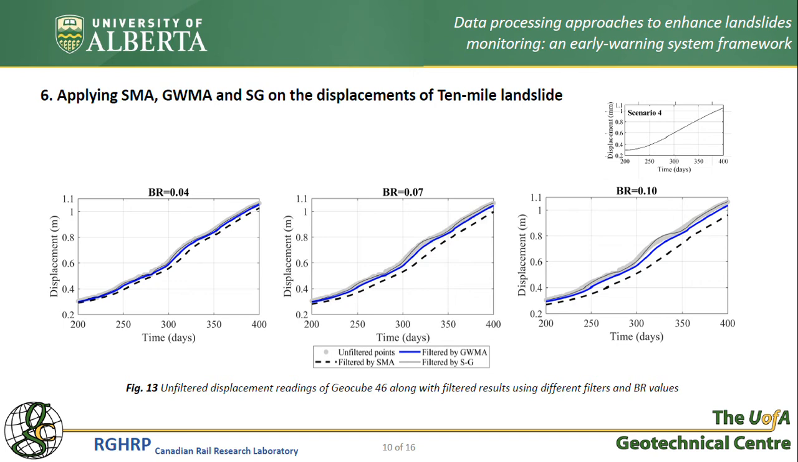Filters were then applied to the displacement values, and these 3 diagrams show processed values at different filtration window sizes. It shows that increasing window size aggravates the lagged response of SMA, while Gaussian and SG are not impacted that much. For comparison purposes only, the inset on top right also features one of the scenarios from the synthetic database that resembles the trend of the 10 Mile landslide displacements.